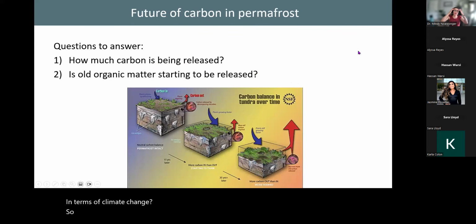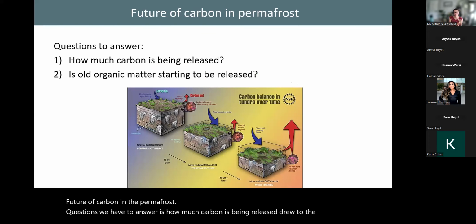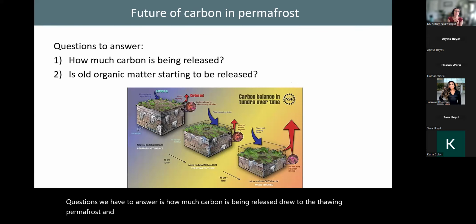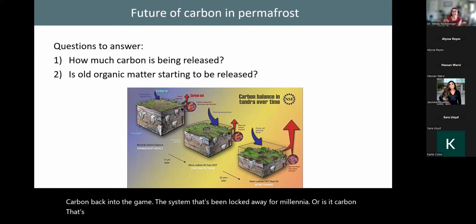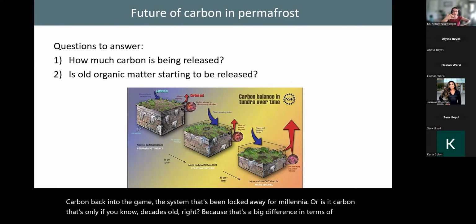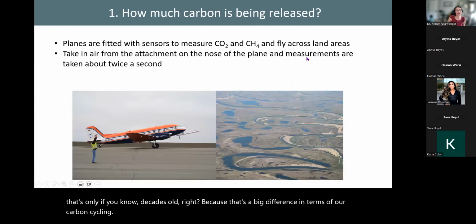So, future of carbon in the permafrost. Questions we have to answer is how much carbon is being released due to the thawing permafrost, and how old is that organic matter, right? Is it super, super old? Are we bringing carbon back into the game, the system that's been locked away for millennia? Or is it carbon that's only decades old, right? Because that's a big difference in terms of our carbon cycling. And so we have to try to answer those questions.